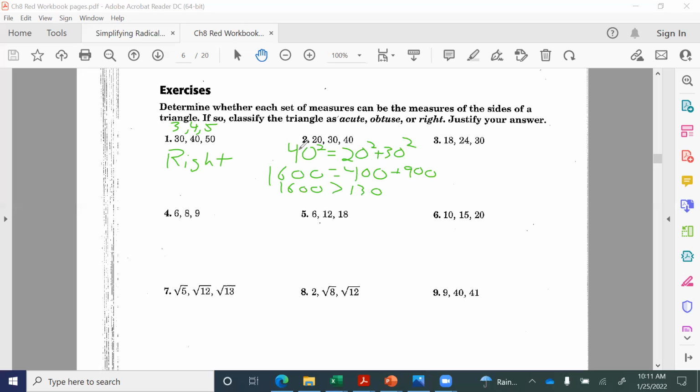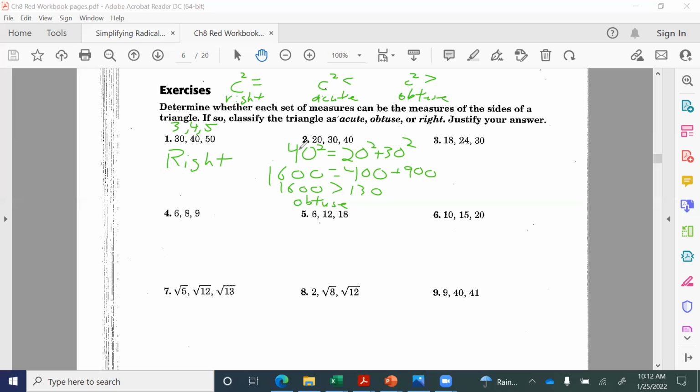So 1600 is greater than 1300. Our C squared value is greater. Therefore, what type of triangle is this giving us? Obtuse. If C squared is greater, it's obtuse. Again, just remember, if C squared is equal, it's a right triangle. If our C squared is less than, it's acute. And if C squared is greater than, it's obtuse. All right, so now go to the next one.